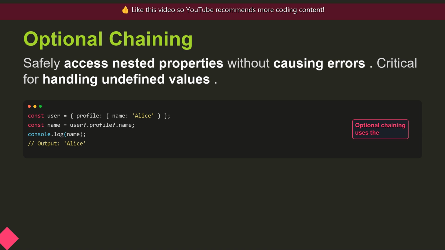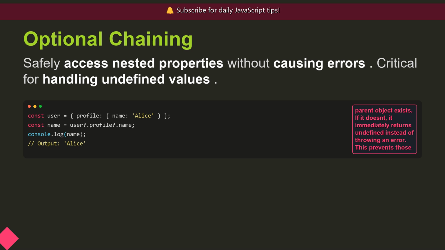Optional chaining uses the question mark dot syntax, ?. When you use it to access a property, JavaScript first checks if the parent object exists. If it doesn't, it immediately returns undefined instead of throwing an error. This prevents those dreaded "cannot read property of undefined" errors. The operator short-circuits at the first undefined value it encounters, making your code more robust.